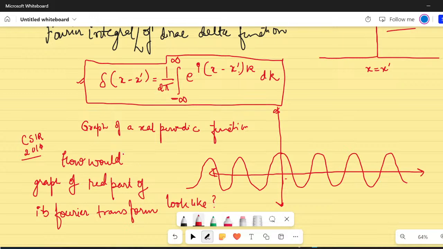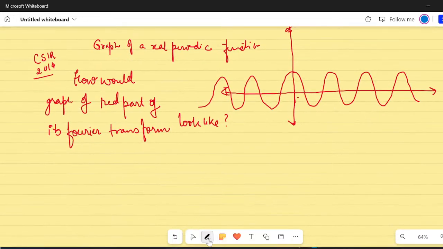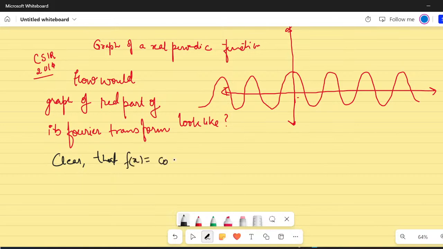Although I have taught this in the previous class, for simplicity I can take this particular graph as, from the figure it is clear, f of x is some cos ax, or for simplicity I'll just take cos of x. You can write it as cos of 2x also. We are just making a tentative sort of graph.